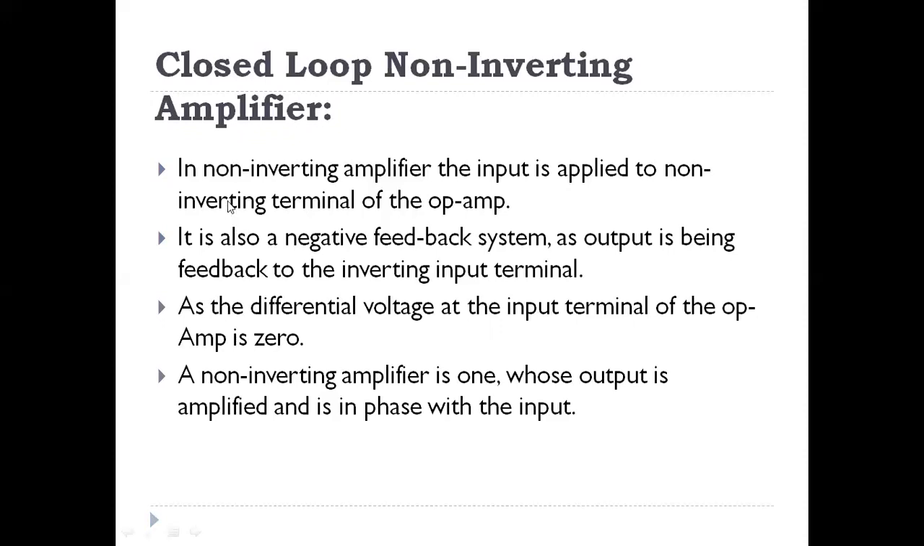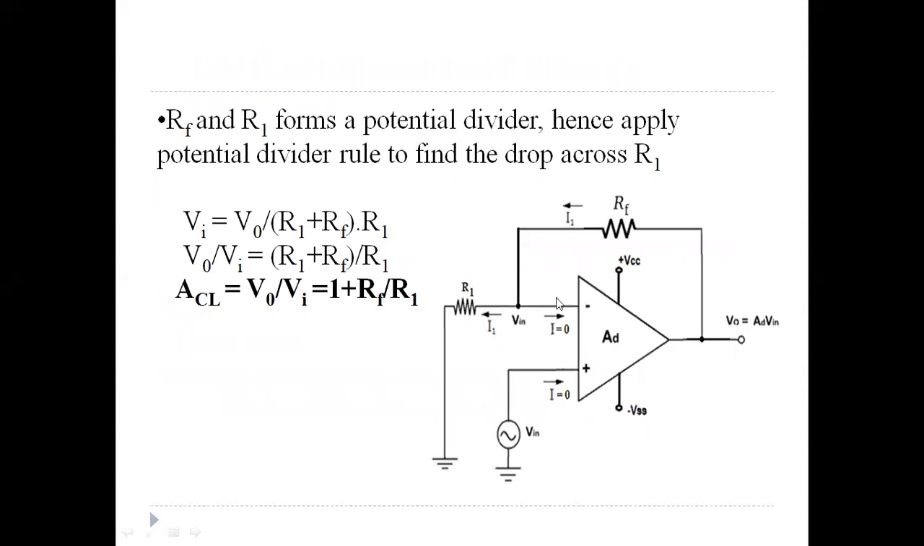So what is meant by non-inverting amplifier? In a non-inverting amplifier, the input is applied to the non-inverting terminal and the inverting terminal is grounded. Here we are applying some negative feedback because if you observe the figure, we are providing some resistance RF between the input and output as feedback. That means we are connecting the output to the inverting terminal of the op amp.